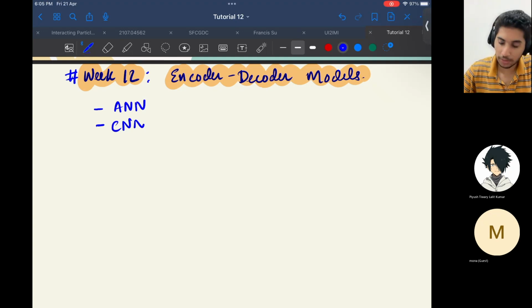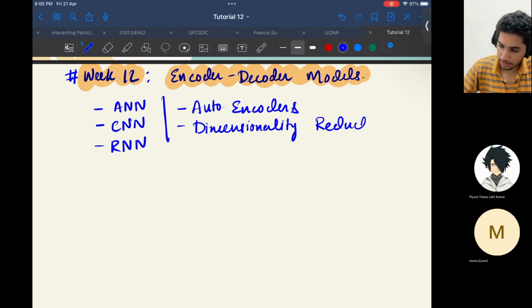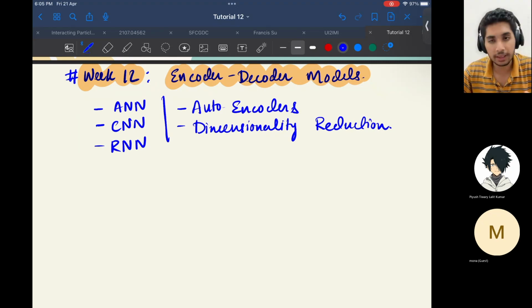Apart from this, we also learned about autoencoders, encoders, and stuff like dimensionality reduction. So a lot of stuff, and in some sense this week's content was a culmination, or mixture, of all these things. How do all these things work in synergy for a given task?